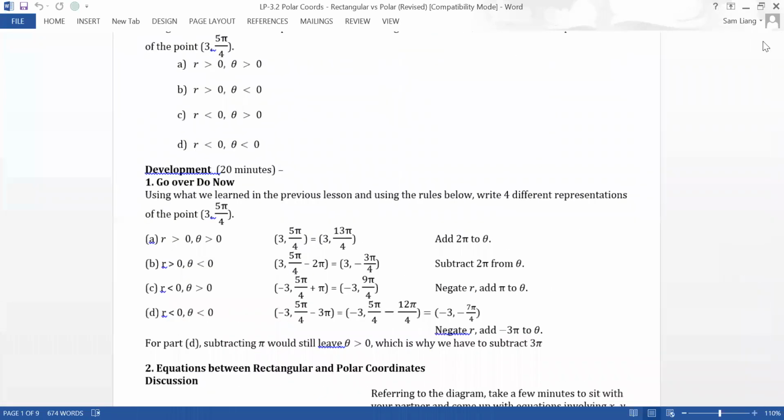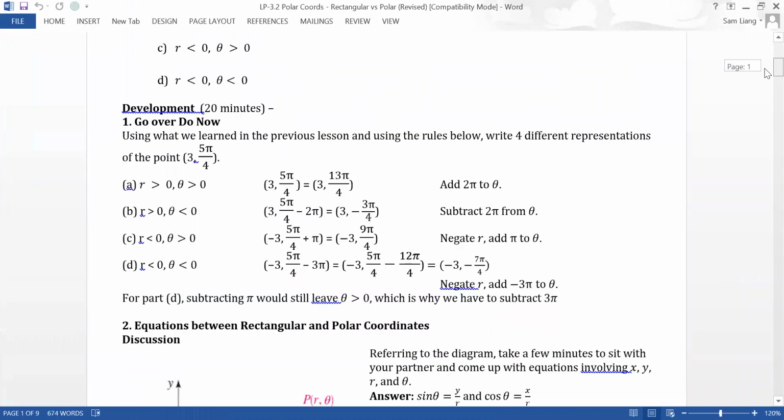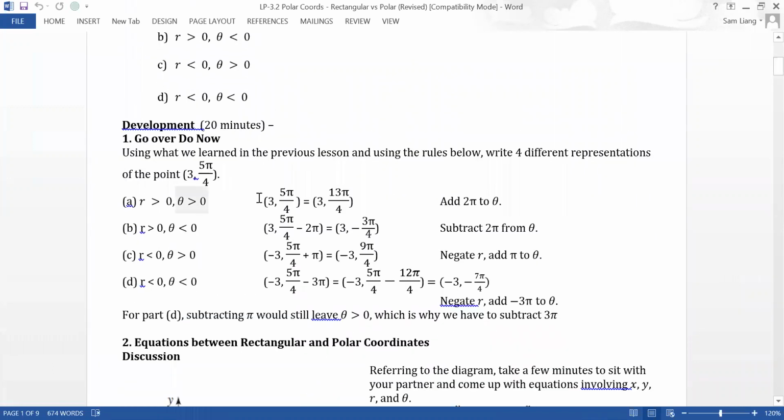So same thing that we did yesterday. First thing we're going to do is add 2 pi to this angle to get a positive radius value and a positive angle value. So again, add 2 pi to theta. For part B, we had to have theta be negative. So instead of adding 2 pi, we subtract 2 pi. And let me change this notation.